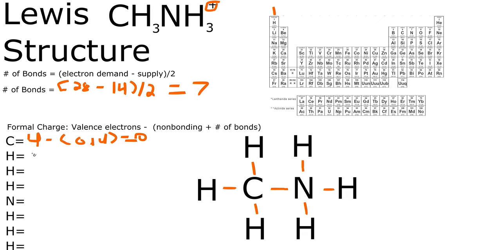This hydrogen right here will have 1 valence electron. It has no lone pairs. It has this single bond right there. So it's 1 minus 1, and that equals 0. Now, all these hydrogens have the same thing. They only have a single bond, so let's just go through here and write zeros.